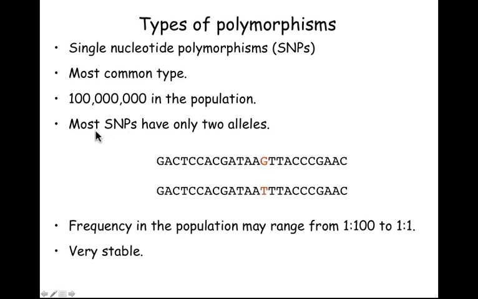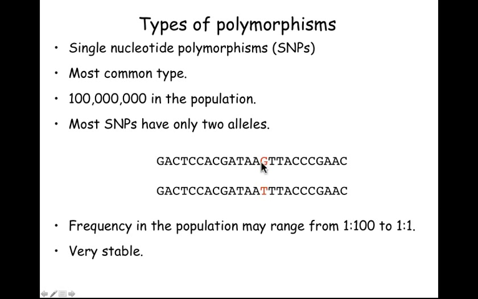Most SNPs only have two alleles, which means if you sequence everyone in the population for a given SNP, typically everyone is going to have either a G or a T at this position. It's not going to be the case that somebody will have a G, some will have a T, some will have an A, and some will have a C. It tends to just be one or the other. So these are probably mutations that happened once in the course of human evolution and haven't really happened again.